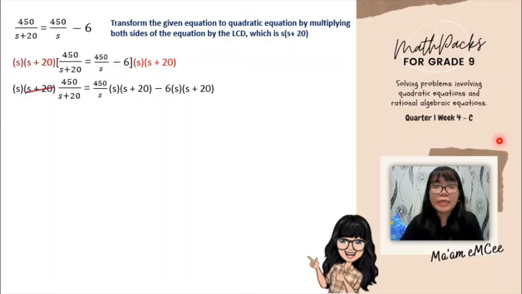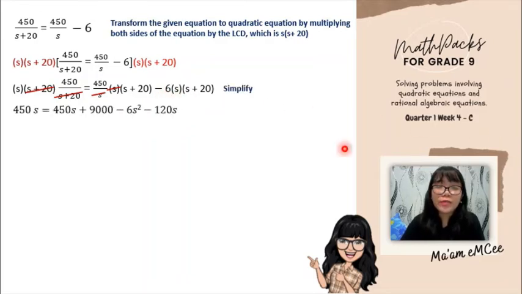Then we simplify. For this one, we have cancelled out s plus 20. So what is left for us is 450 and s. For this one, s cancels out, so what is left is 450 and s plus 20. For this, nothing cancels out, so we just have to multiply 6 to s and to s plus 20. And then we simplify. Again, what is left there is 450 and s.